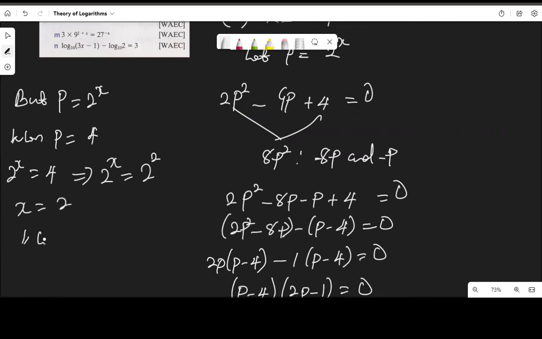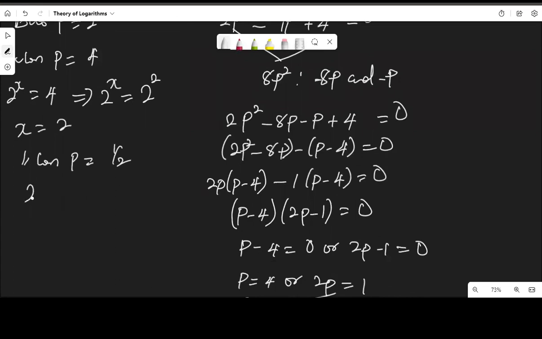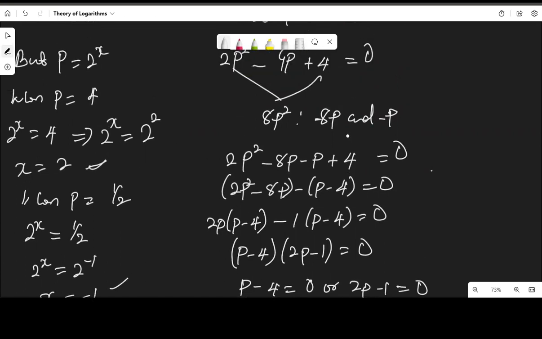Again, when p is equal to half, that means 2 to the power of x is equal to 1 over 2. 2 to the power of x is 2 to the power of negative 1. x is equal to negative 1. So the values that satisfy this equation are x equal to 2 and x equal to negative 1.